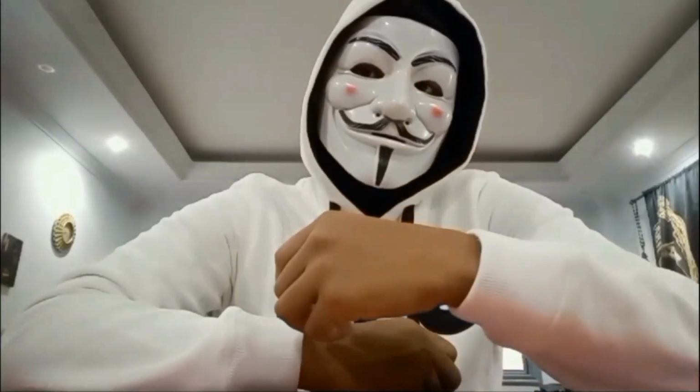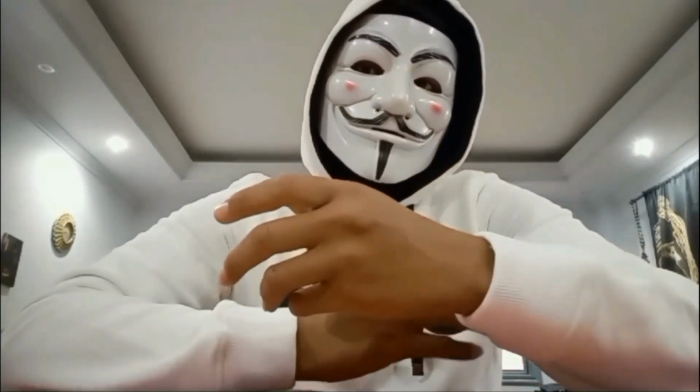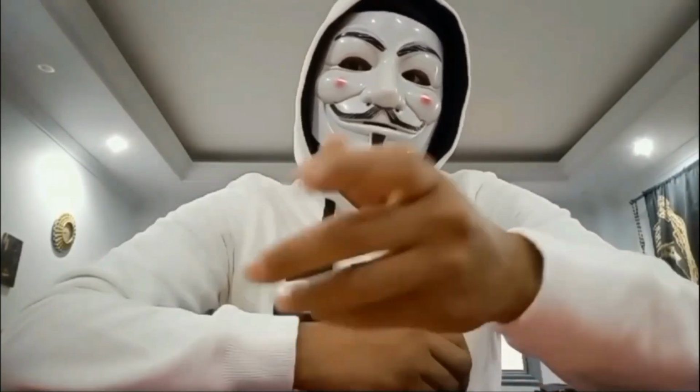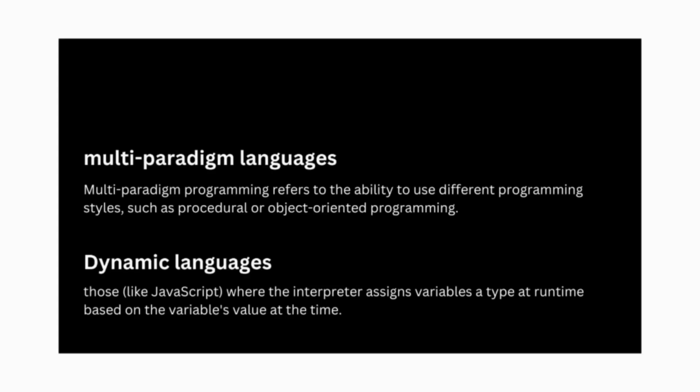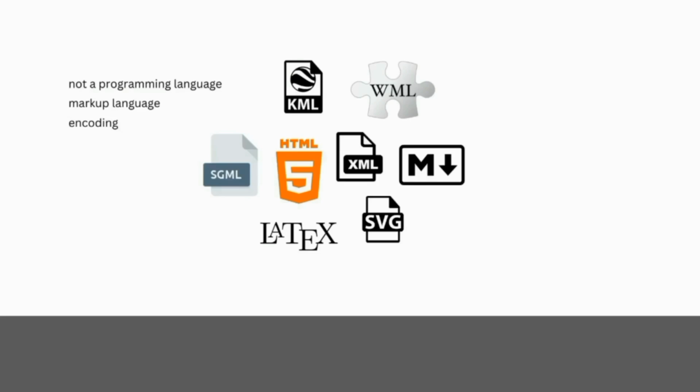There are also other ways to classify languages, like multi-paradigm languages and dynamic languages. Multi-paradigm languages are languages that have multiple programming styles. Dynamic languages are the opposite of static languages. Static languages are languages where variables are assigned a specific data type, while in dynamic languages, variables don't have a fixed data type. Markup languages, as we said before, aren't programming languages, but instead are text encodings. Some examples of this are HTML and XML.